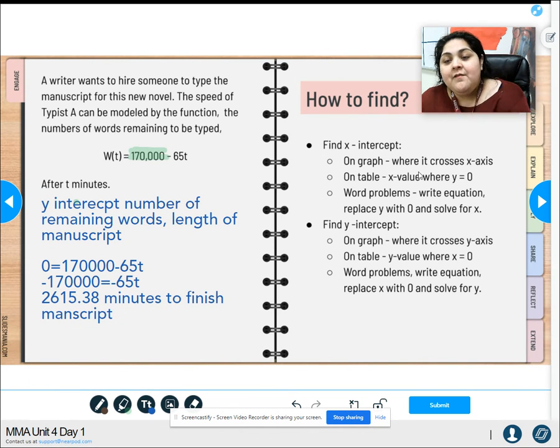All right, so on the graph, the x-intercept is where it crosses the x-axis. On the table, it's the x value where y is equal to 0. Word problems, write the equation, replace the y with 0, and solve for x. The y-intercept on the graph is where it crosses the y-axis. On the table, the y value is when x is equal to 0. That's how you find it on the table. And word problems are write the equation, replace the x with 0, and solve for y.